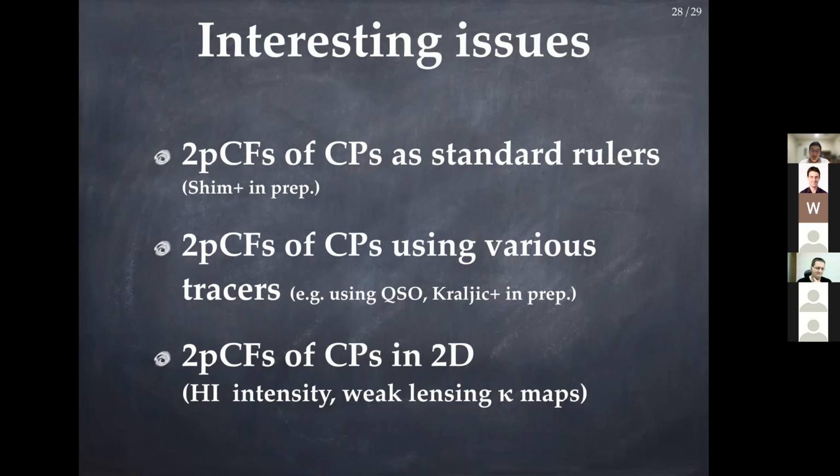And finally, we can also apply this strategy to critical points in 2D, which can be applied to the HI intensity mapping or weak lensing convergence maps, so that we can dig out some complementary information.